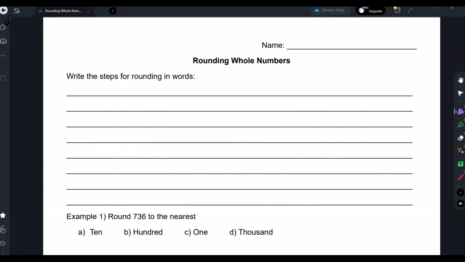The first thing we'll start with in terms of writing the steps for rounding in words is what digit do we look at? So I'm going to say that we will look to the right. We'll look to the digit directly to the right of the place value you're rounding to, whatever that is.